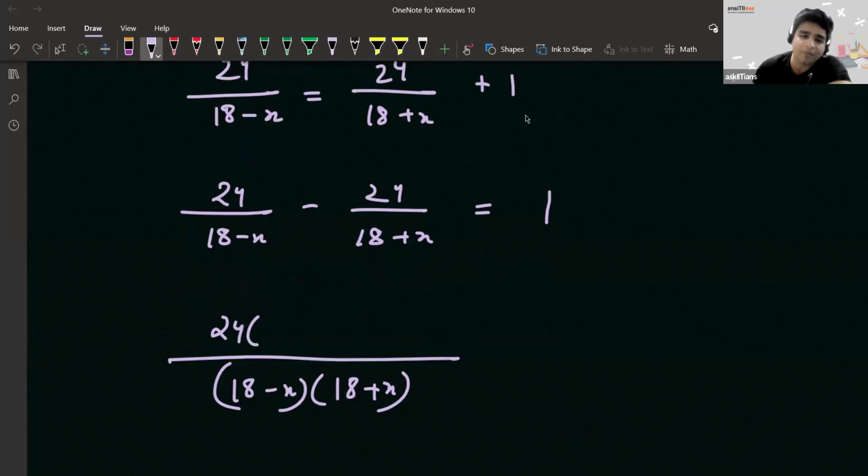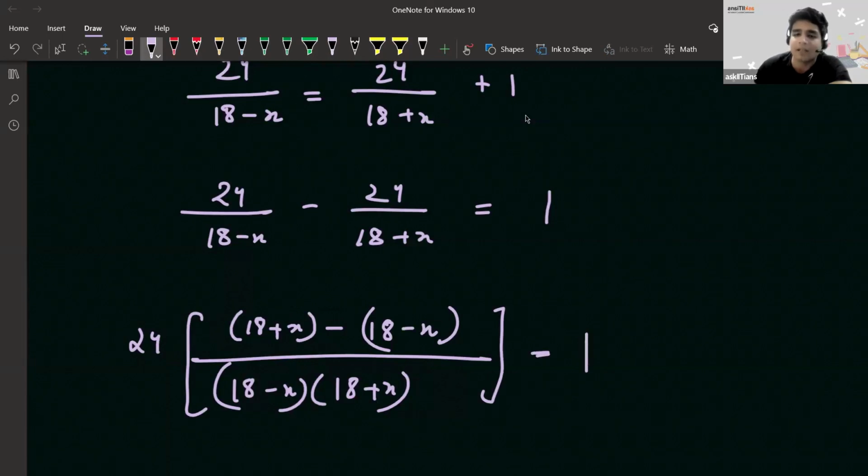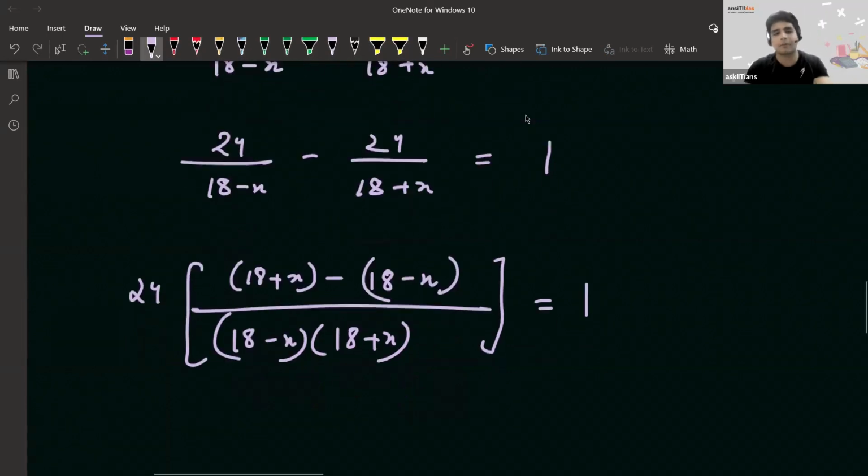So it will be 24 times 18 plus x minus 24 times 18 minus x. Now I can take 24 common as well, everyone, so that my calculations are a little bit easier. So I will take 24 common, right, everyone? So it is going to be 18 plus x minus 18 minus x. I hope this is very, very clear to you all. Any doubts till this point?